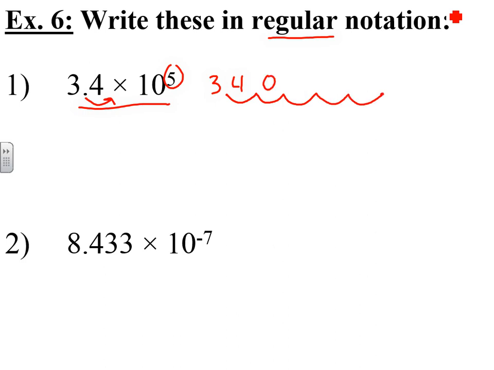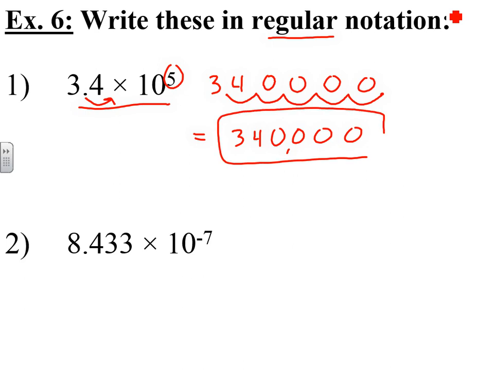So we actually have 4 zeros here. Let's rewrite the number so it looks a little cleaner. So we have 3, 4, and 4 zeros, which is actually 340,000. And that is how you would write a regular number out from scientific notation.